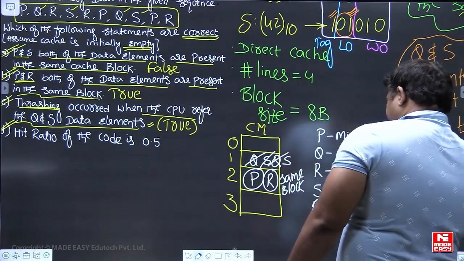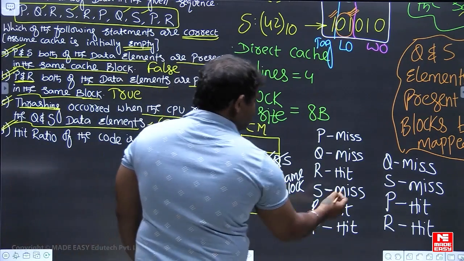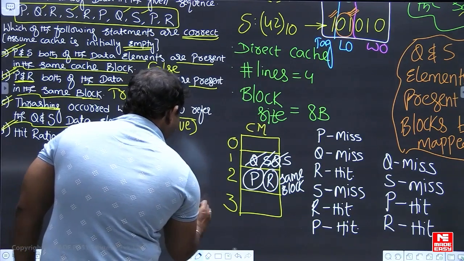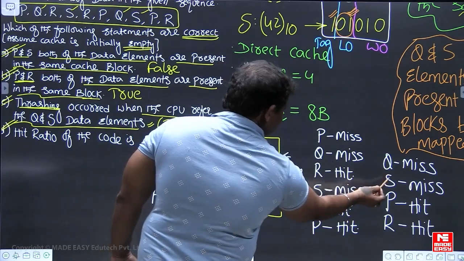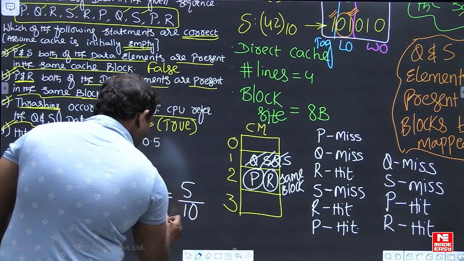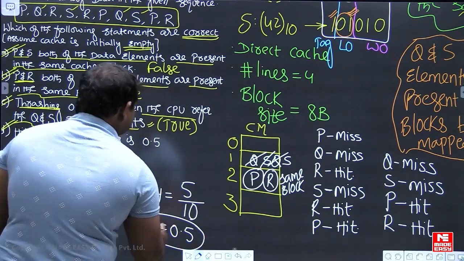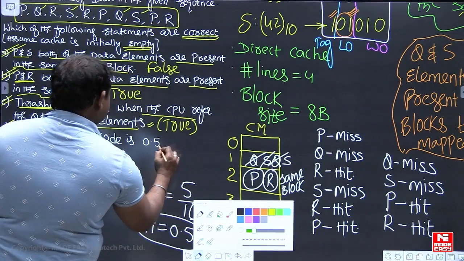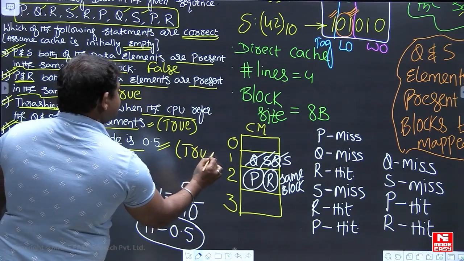Then what is the hit ratio? Hit ratio equals the number of hits upon the total number of accesses. 1, 2, 3, 4, 5: 5 hits divided by the number of accesses, 1, 2, 3, 4, 5, 6, 7, 8, 9, 10. So hit ratio is equal to 0.5. Okay, students, so here the hit ratio of the code is 0.5. This statement is also true. Hit ratio is 0.5, true statement.